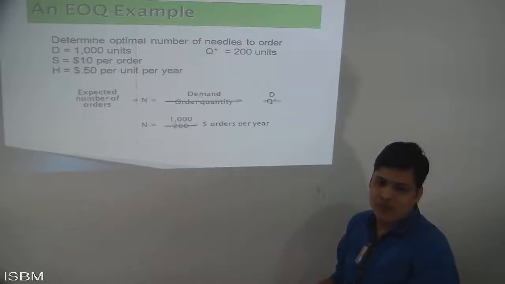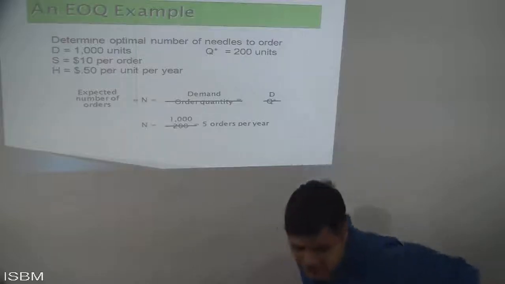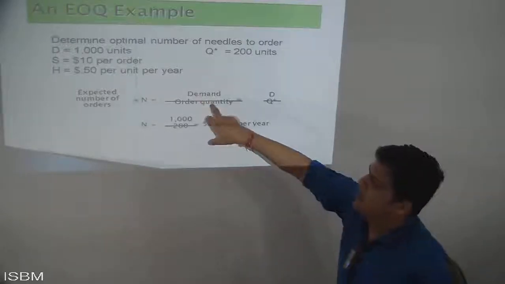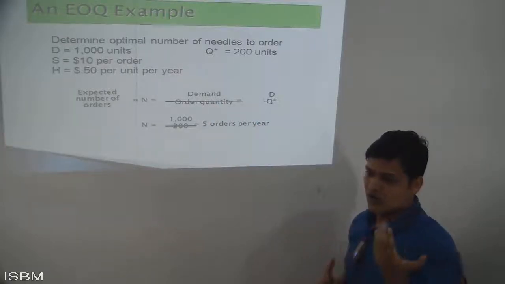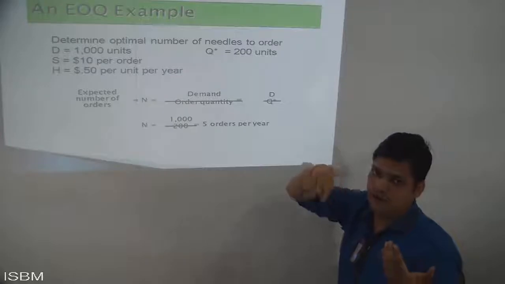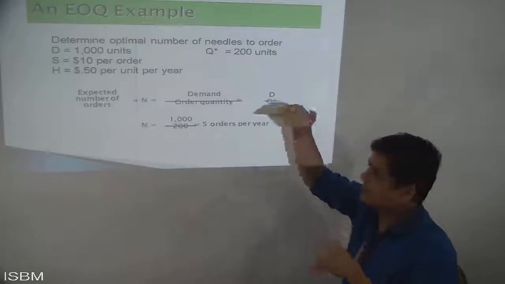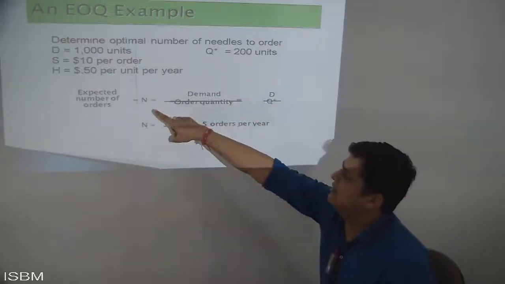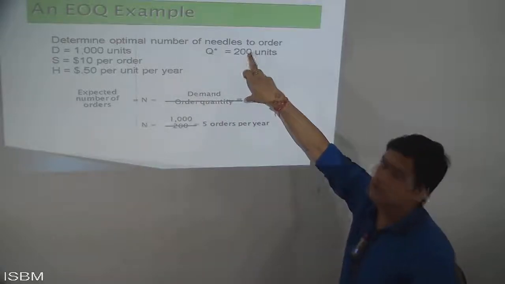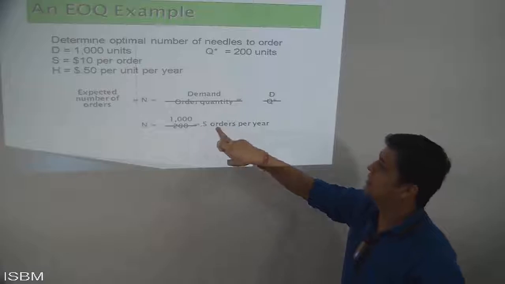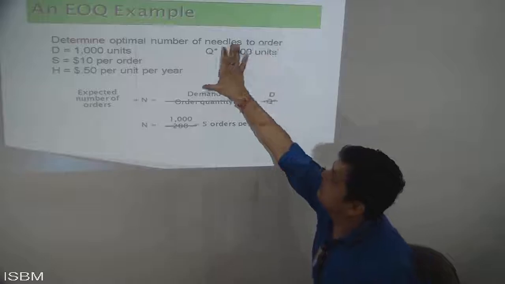Now we have to find the expected number of orders. How do we calculate it? The number of orders is equal to demand upon order quantity. How many demands are there and how many quantities do we have? So demand by quantity, D by Q. N is the number of expected orders; demand is 1000 and the quantity we have calculated, Q, is 200. So 1000 by 200 is 5. So 5 orders per year we have calculated with the help of the given data.